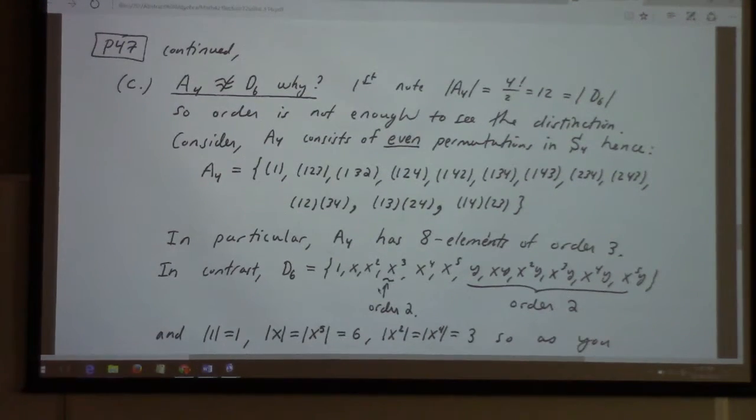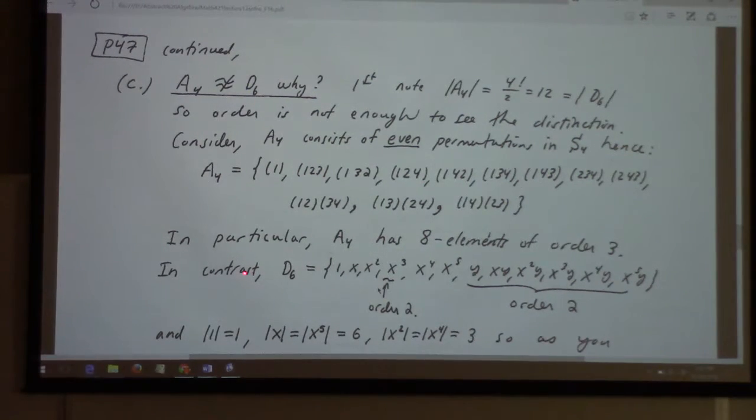Now, A4 is not isomorphic to D6. Oh, this one's a little bit trickier. So A4 has got 12 things in it. D6 has got 12 things in it. Man, that doesn't help. Here is A4 explicitly. Even permutations, right? Notice that this has 8 elements of order 3. How do I find the elements of order 3? 3-cycles. There are 8 of them.